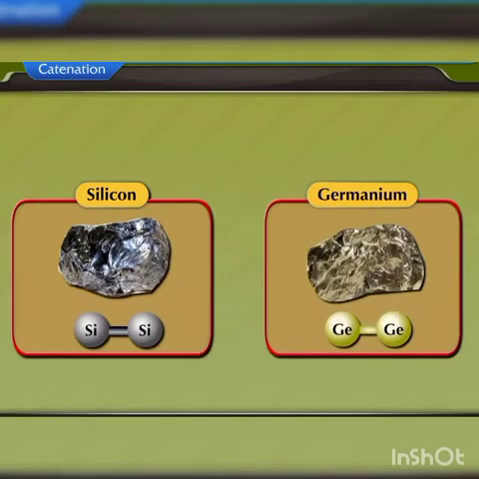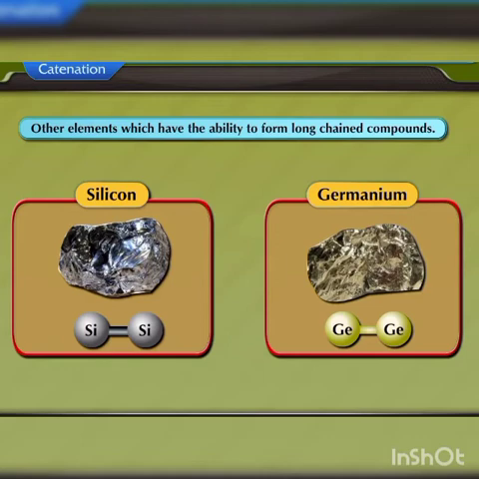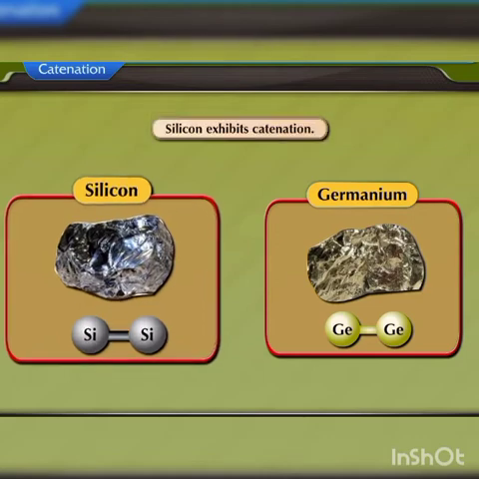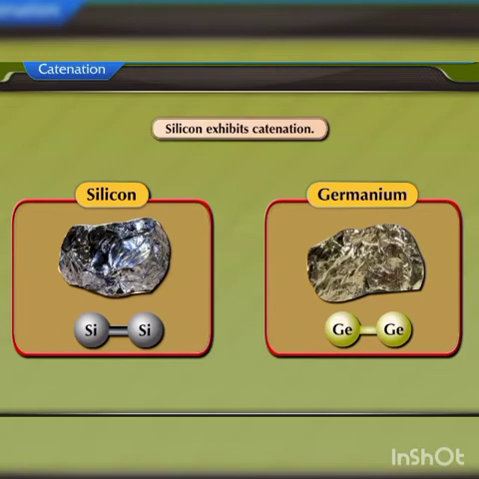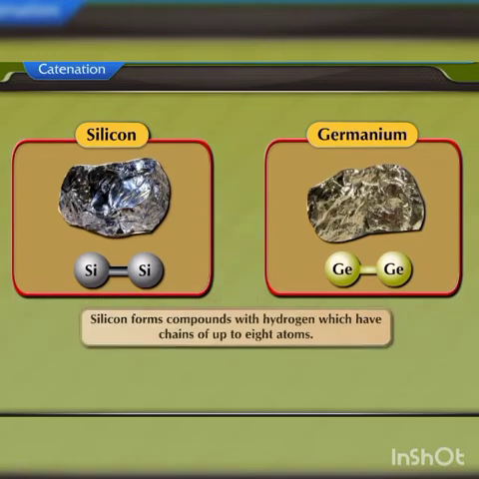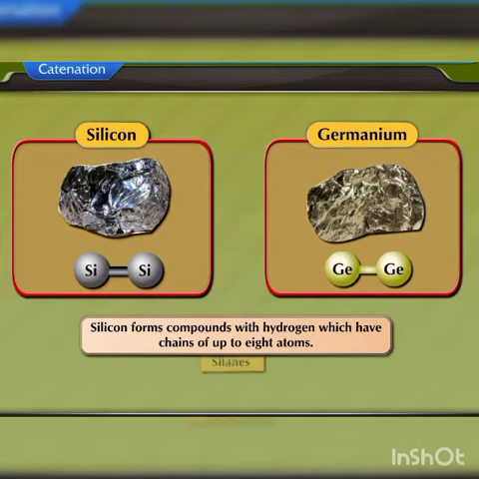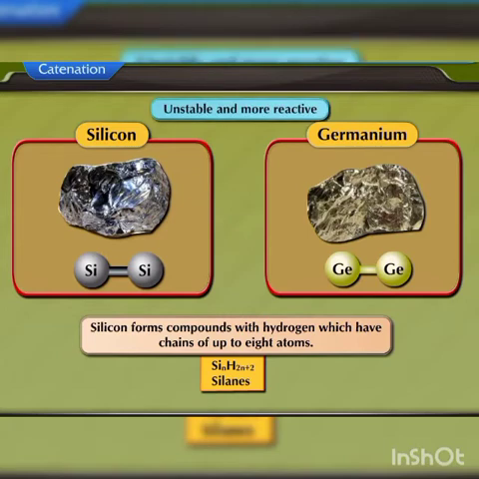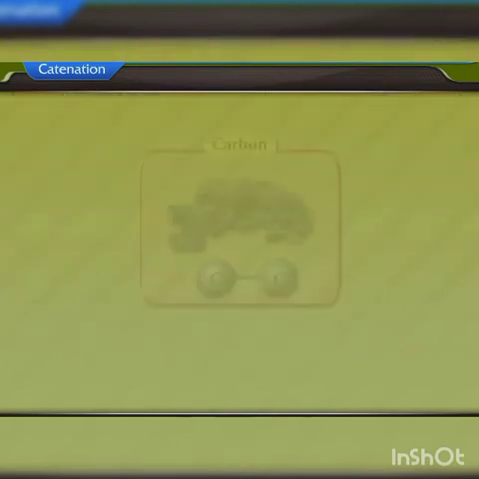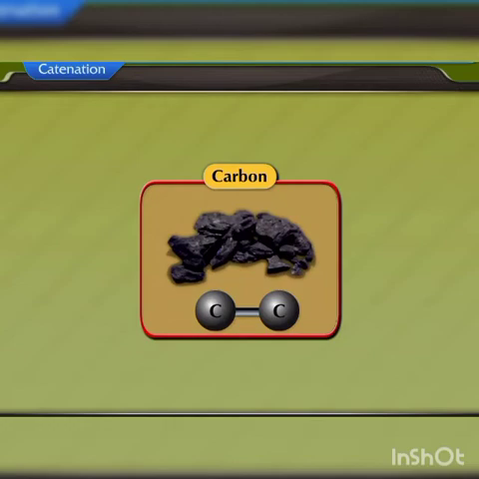There are many other elements which have the ability to form long-chained compounds. Silicon is another element which exhibits catenation. Silicon forms compounds with hydrogen which have chains of up to 8 atoms. But these compounds are unstable and reactive. On the other hand, the carbon-carbon linkage is stable, and hence we see a large number of long-chained carbon compounds.